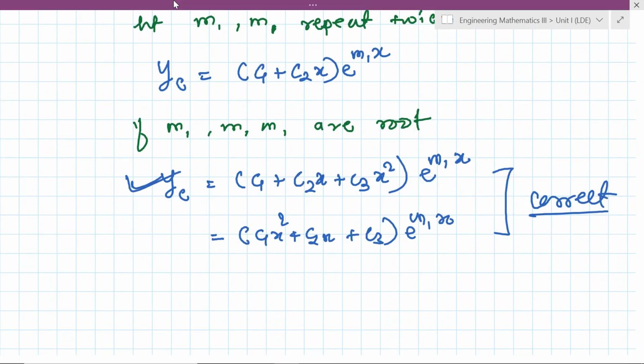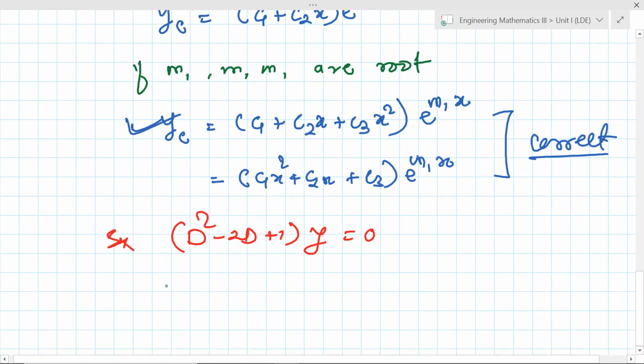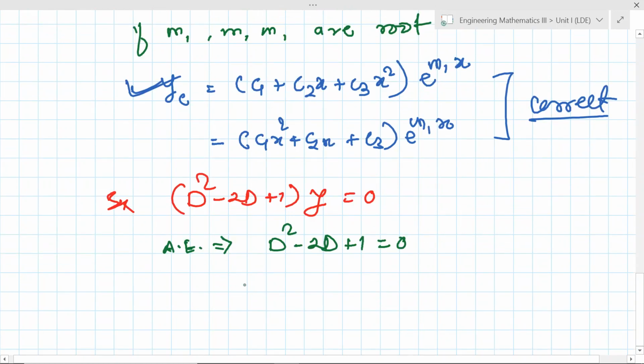Suppose let us take an example for this. Suppose we have d square minus 2d plus 1 into y equal to 0. So what is my auxiliary equation here? My auxiliary equation is d square minus 2d plus 1, this is equal to 0. Okay, and therefore what are the roots? See, this is a simple expansion of d minus 1 bracket square, if you observe it.